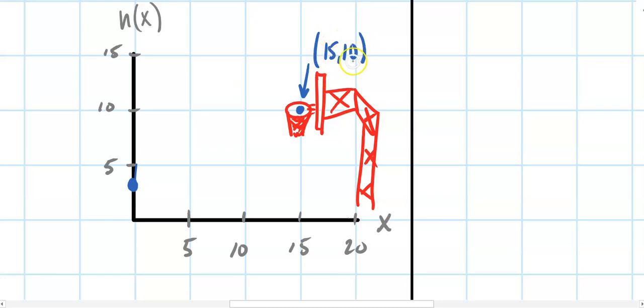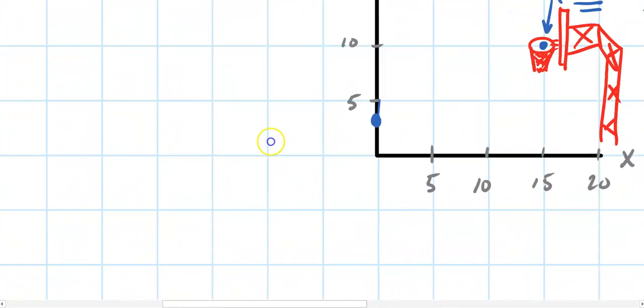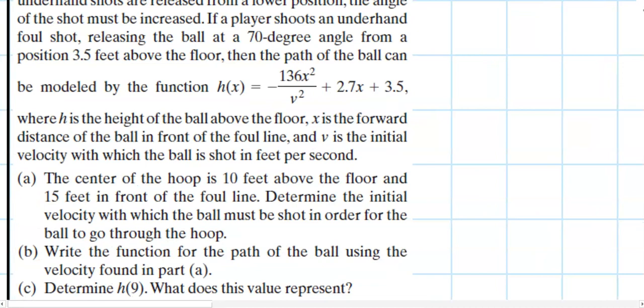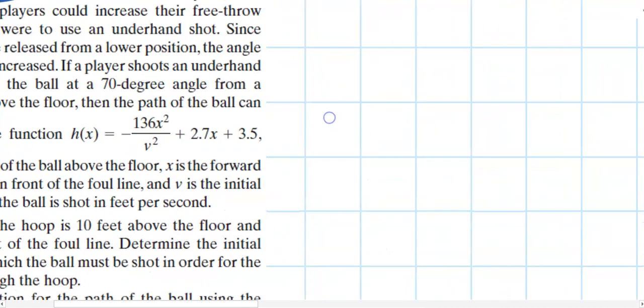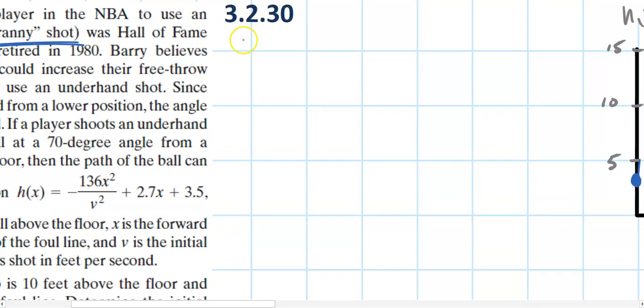The height of the ball is 10 feet above the ground, while the horizontal distance from the shot is 15. Well, we can use that piece of information, or that pair of numbers, if you will, to back substitute into this equation and solve for v. So here we go.